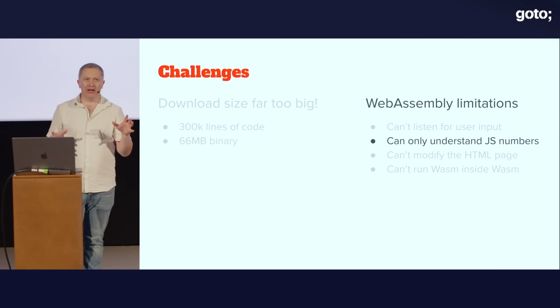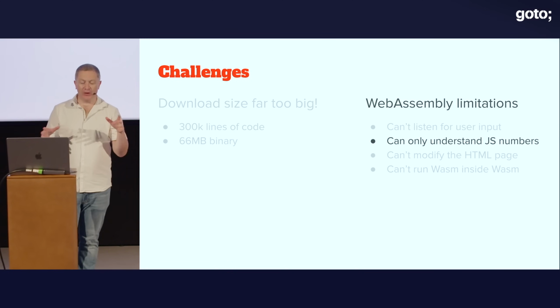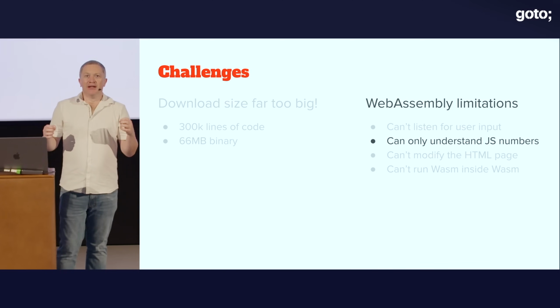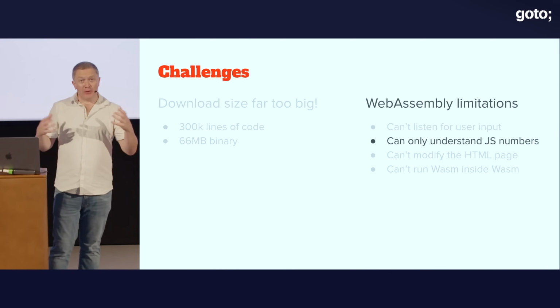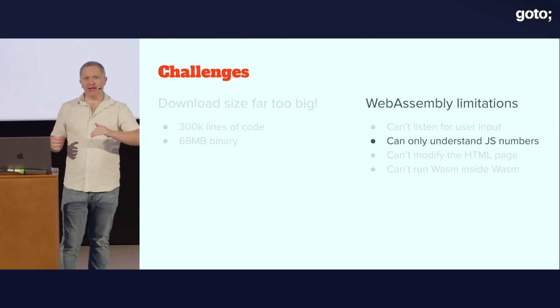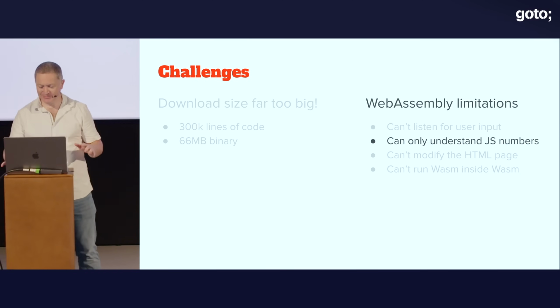So one of the limitations that I mentioned earlier was that WebAssembly can only understand JavaScript numbers. It doesn't actually understand JavaScript strings or objects or arrays or anything. But on the last slide, I just said I was passing a string from JavaScript into WebAssembly. So how does that work?